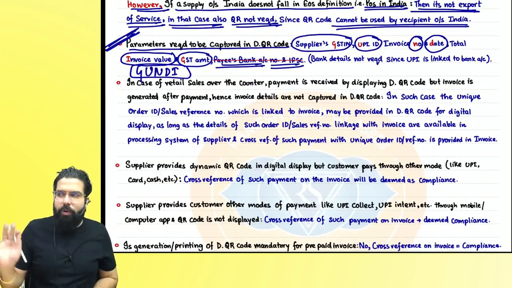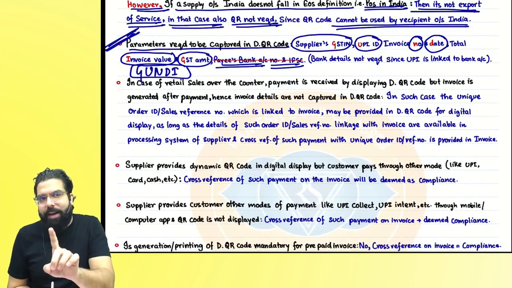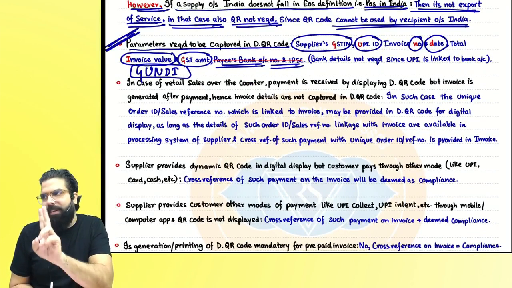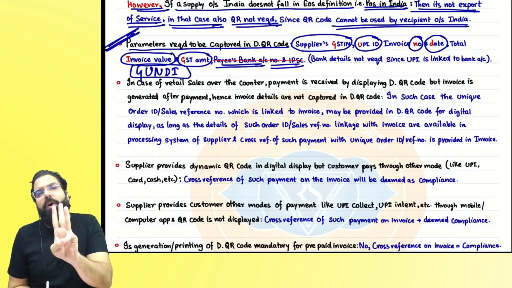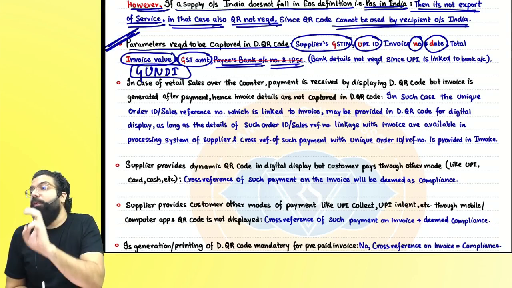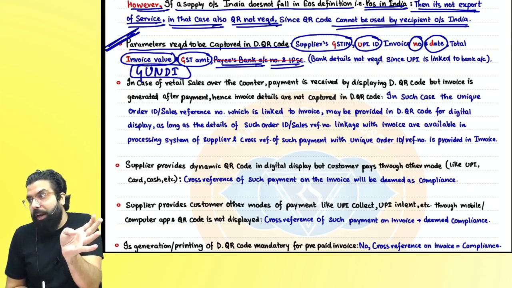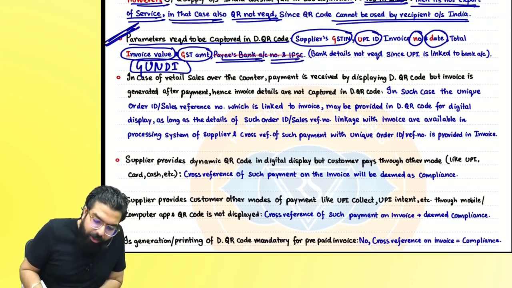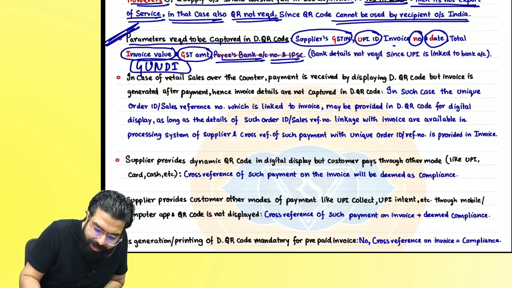Parameters which are required, the parameters, right? GSTN number, supplier's GSTN number, GST amount, CGST, SGST, whatever is there. U for UPI ID, IN for number and date of the invoice, D for date of the invoice, and I for invoice value. Are we clear, everyone?